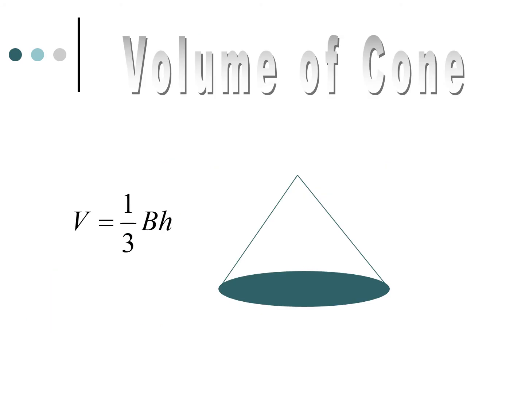Let's move on to the volume of a cone. The formula for a volume of a cone is exactly the same as the volume of pyramids, 1/3 times the area of the base times the height. But if you didn't notice something particular about the base, it is a circle. And of course we know the area of a circle is pi r squared.